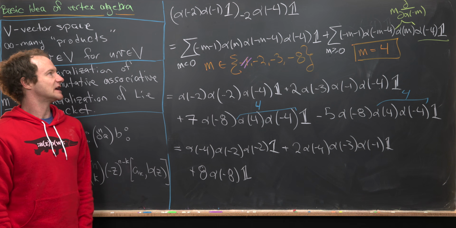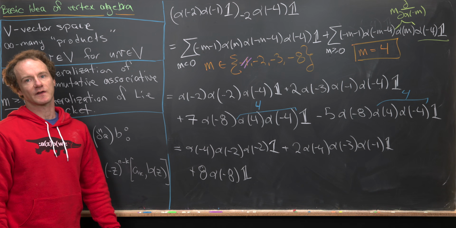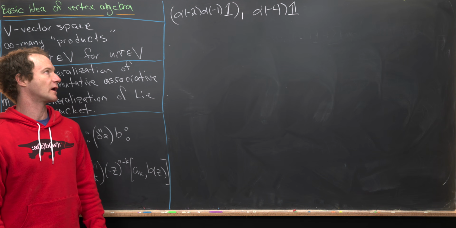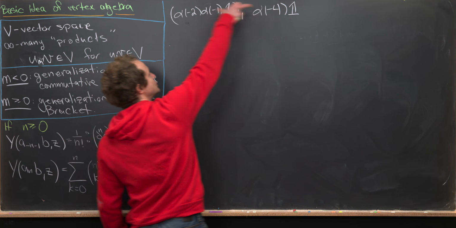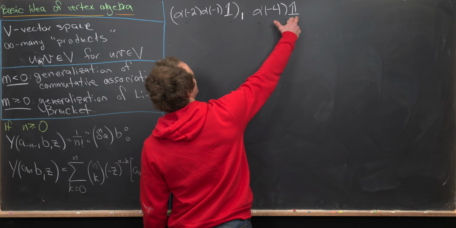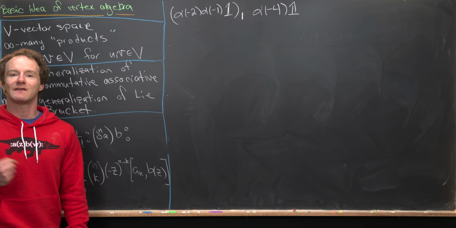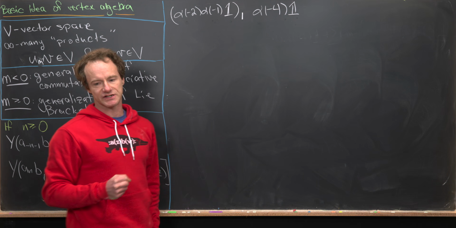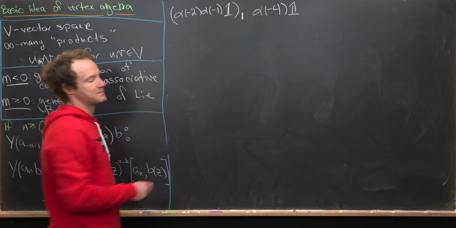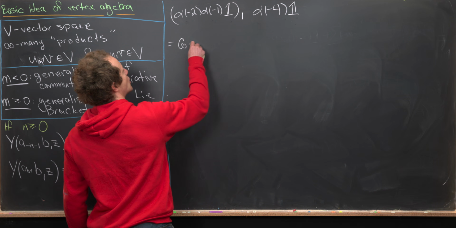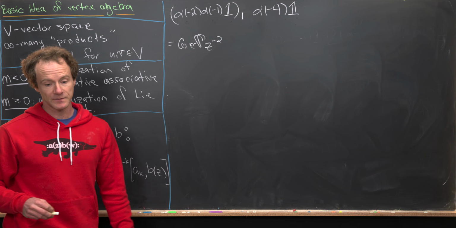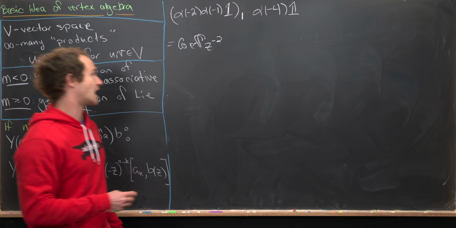Okay, so let's maybe get rid of this and we'll do one more calculation. Maybe we'll run through this one a little bit more quickly. So let's say we've got the same two vectors. So we've got alpha -2, alpha -1 on the vacuum, and then we've got alpha -4 on the vacuum. But last time we took the negative second multiplication between them. Now we want to take the first multiplication between them. So that means we need to take the coefficient of z to the minus 2 from the appropriate vertex operator.